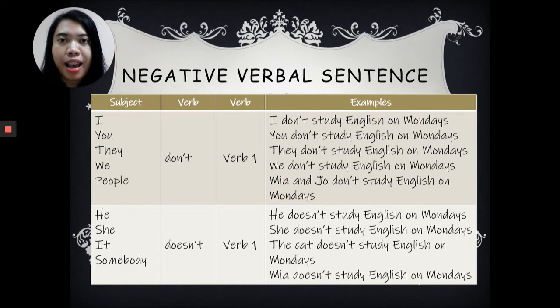We use verb 1. Not verb s, not verb es, or verb ies. Now look at the examples. He doesn't study English on Mondays. She doesn't study English on Mondays. The cat doesn't study English on Mondays. Mia doesn't study English on Mondays.